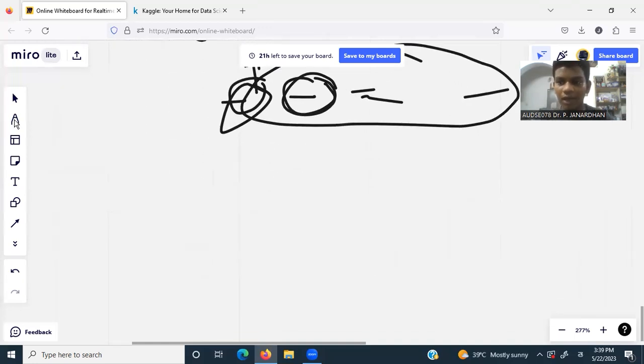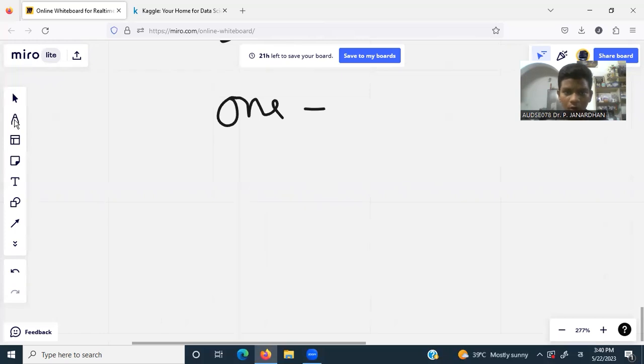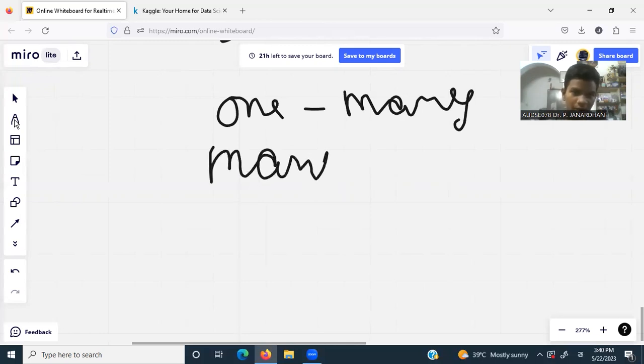Before diving into the introduction of RNN, which is recurrent neural networks used to model time series data, first I'm going to tell you about some types of applications. There is one to many, which I'll explain. There is many to one. There is also many to many.